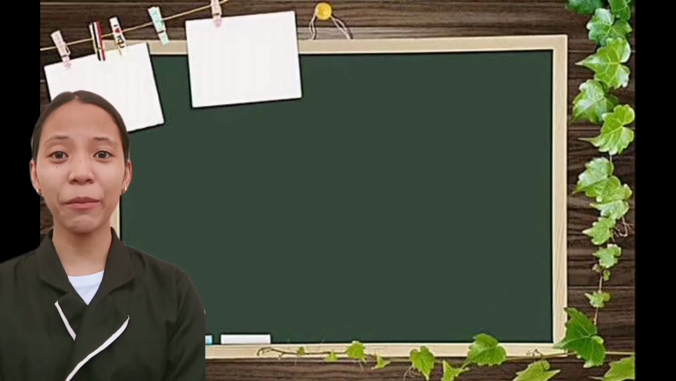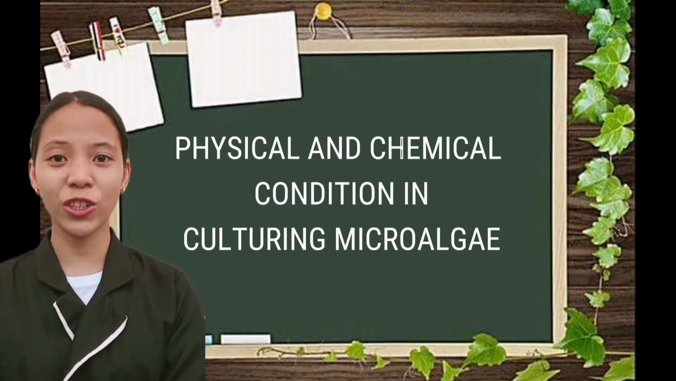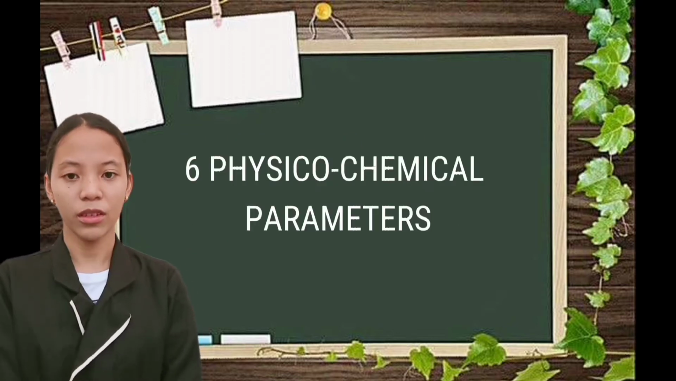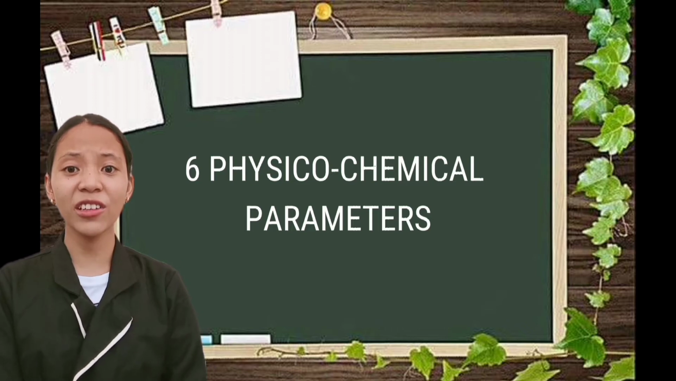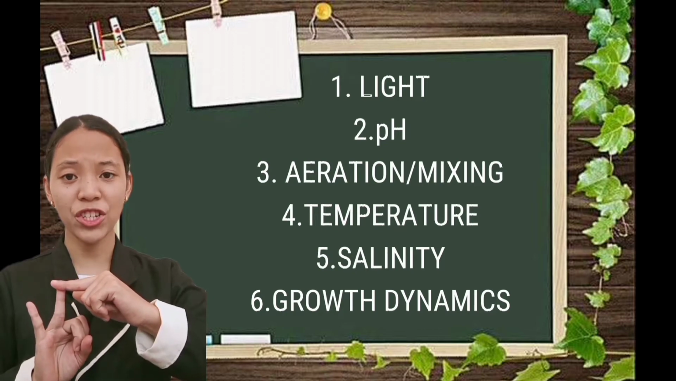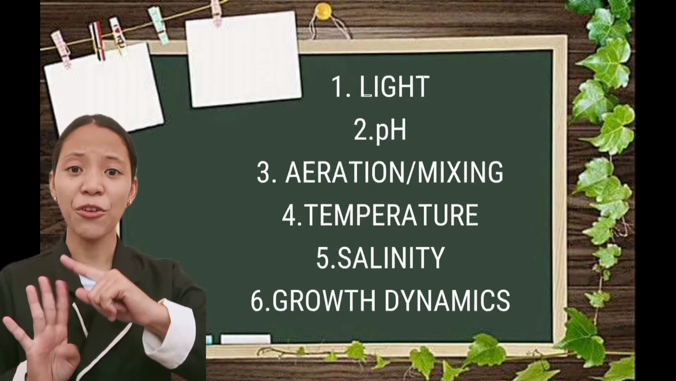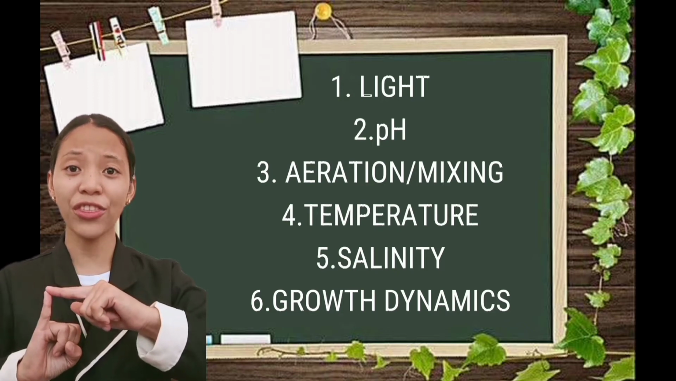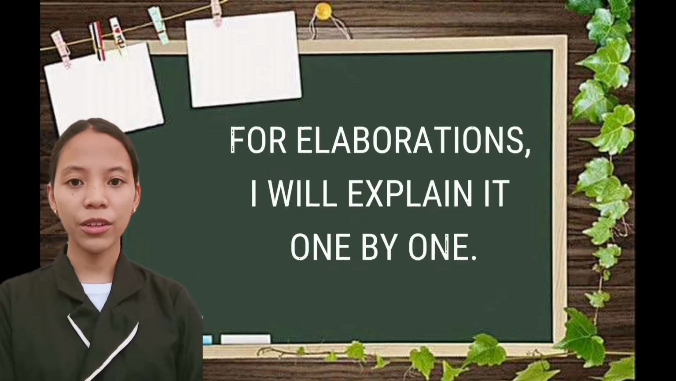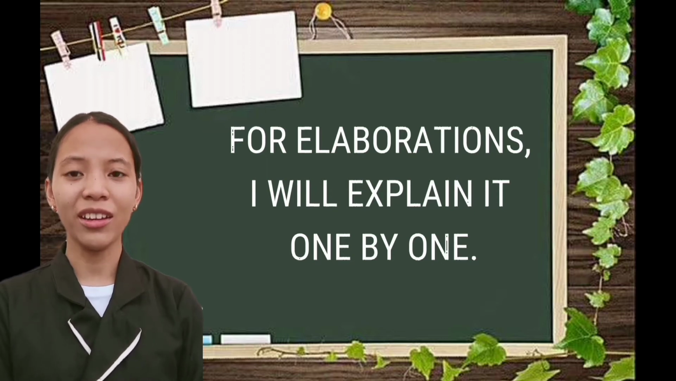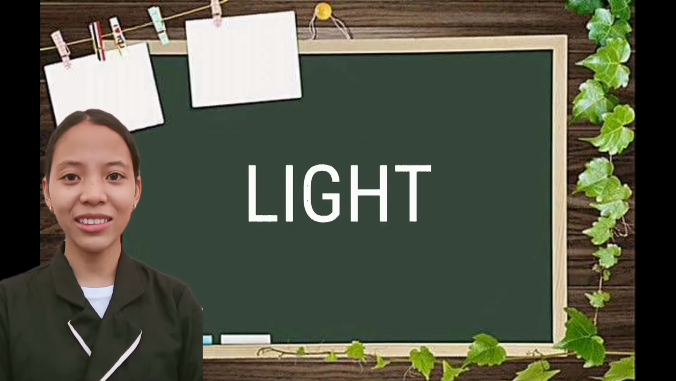So I'm going to report about physical and chemical conditions in culturing microalgae. There are 6 physical-chemical parameters. First is the light, second is the pH, third is the aeration or mixing, fourth is the temperature, fifth is the salinity, and sixth is the growth dynamics. For elaboration, I will explain it one by one. Let's start with light.